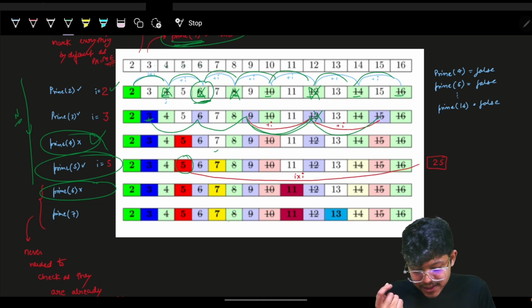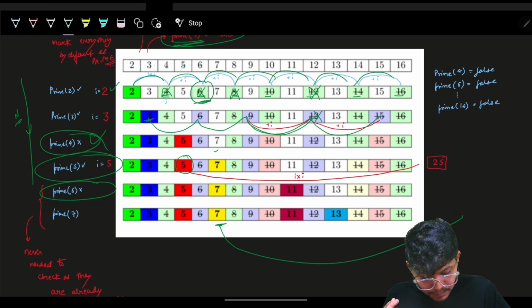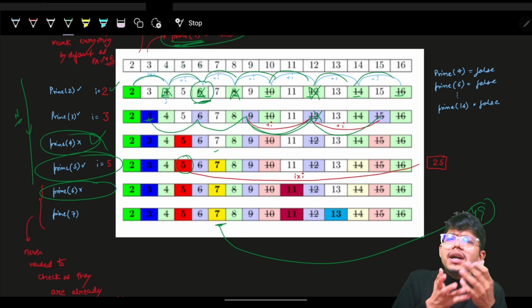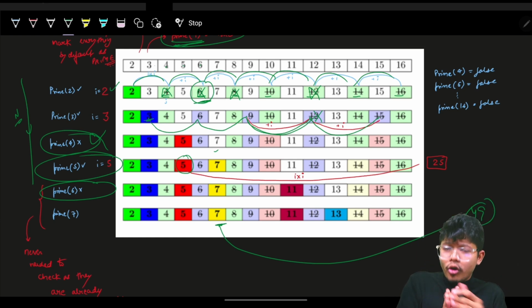7. It's a prime number. So I can simply go on and try for its multiple, which is 49, which is the next number. But you will see that it is also out of my bound. So with this, you saw one thing.